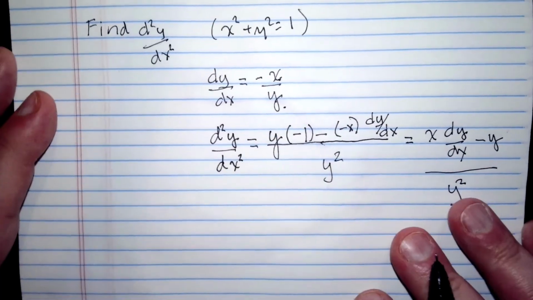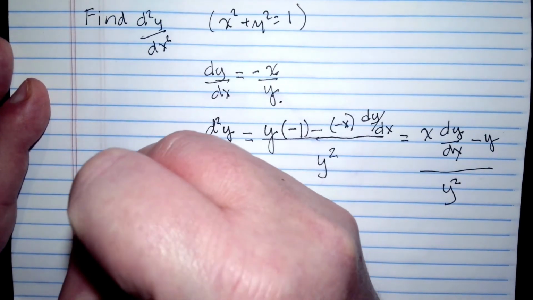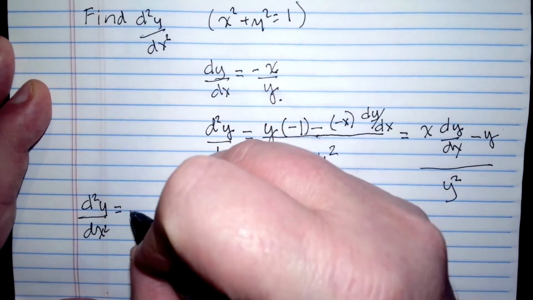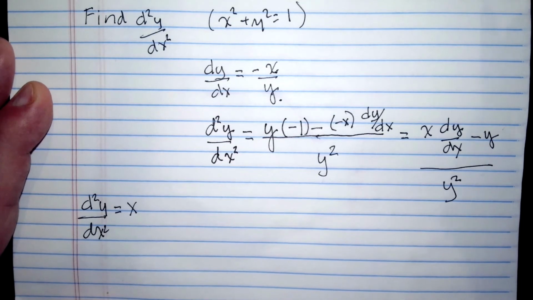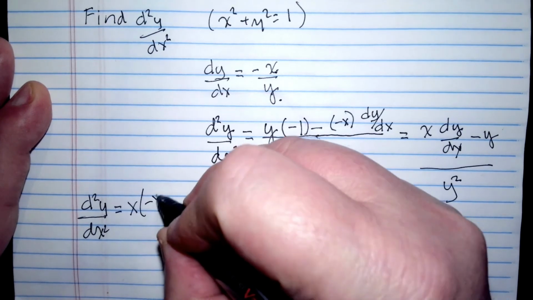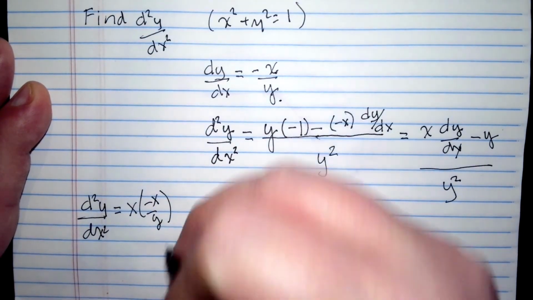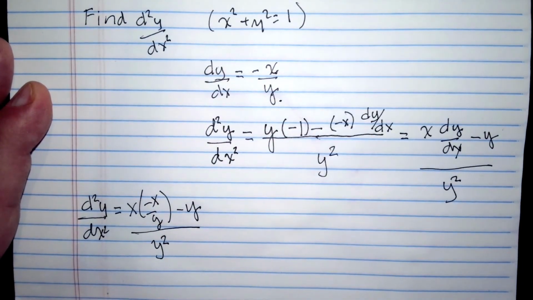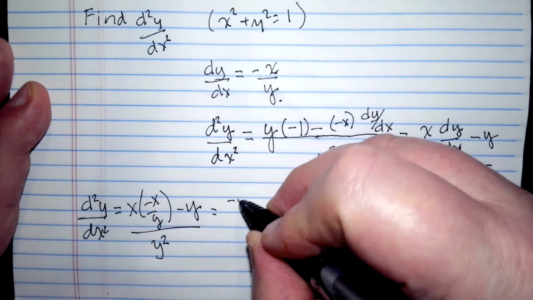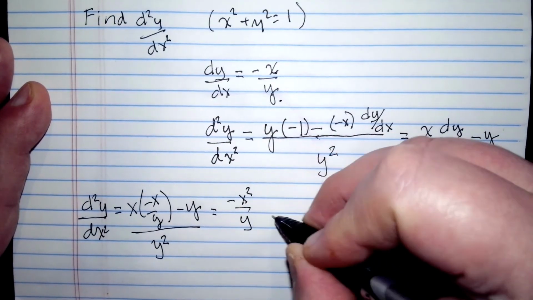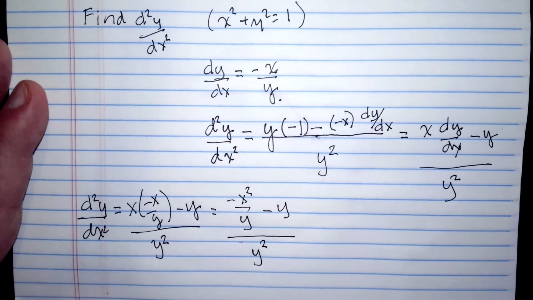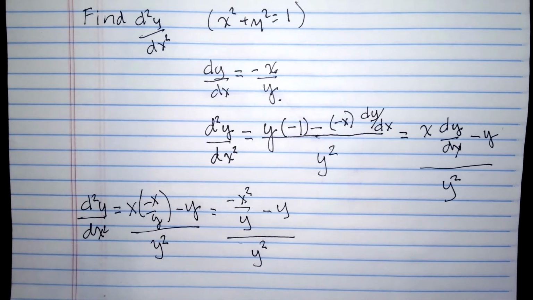So I'm going to come back over here. d squared y over dx squared is equal to x. I'm going to replace the dy over dx with negative x over y. We've got minus y over y squared. So that's the same thing as negative x squared over y minus y over y squared. Now I want to simplify that some more.